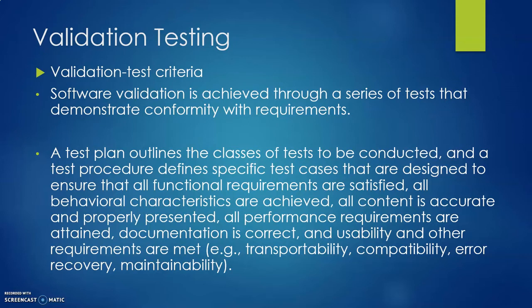Actually, in short, we can say that a system as a whole is being tested in the validation test criteria. In validation test, at the validation or system level, the distinction between the conventional software, object-oriented software, and web app disappears. The system is tested as a whole. There is no concept of conventional software or object-oriented software or web apps.